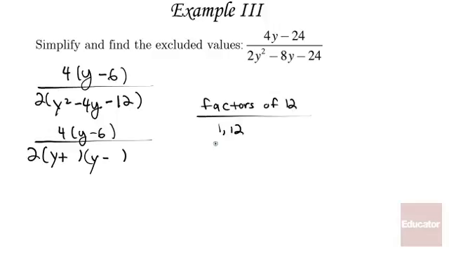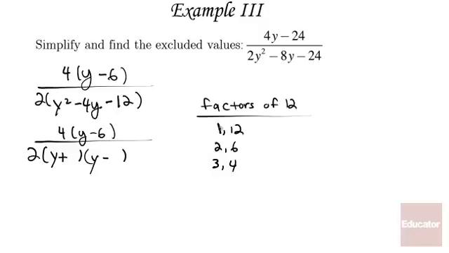1 and 12, 2 and 6, and 3 and 4. Well, these are factors of 12 that need to add up to negative 4. And I know that one of the numbers will be negative and one will be positive. So when one of these is negative and one is positive and I add them up, which one of these will give me negative 4?